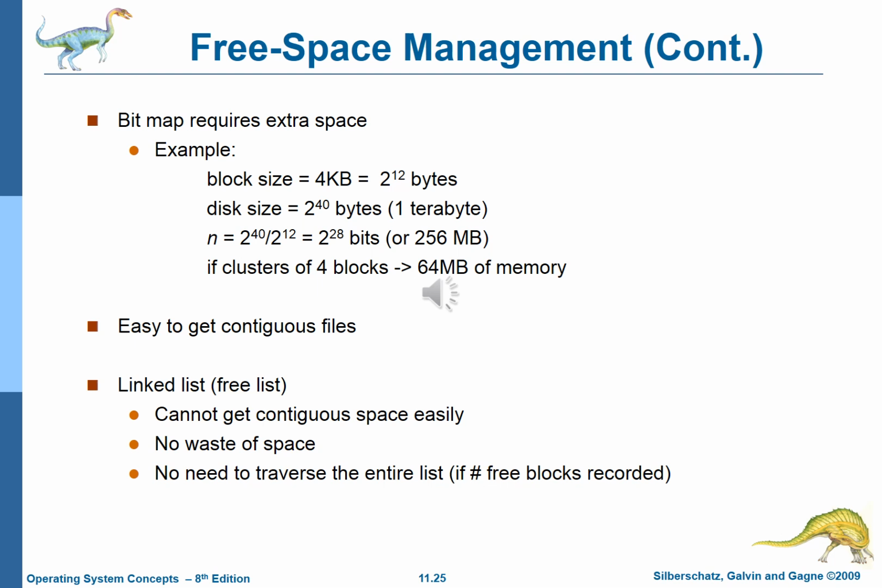Now another method that is used is the linked list method. So there will be a linked list. The first free block will have the address of the next free block. The next free block will have the address of the third free block, and so on. So it cannot get contiguous space easily, but there is no wastage of space. And there is no need to traverse the entire list to find a free block, because only the free blocks will be traversed.